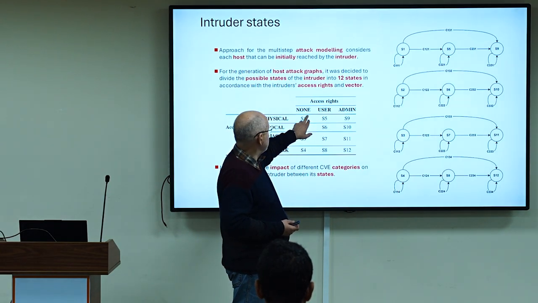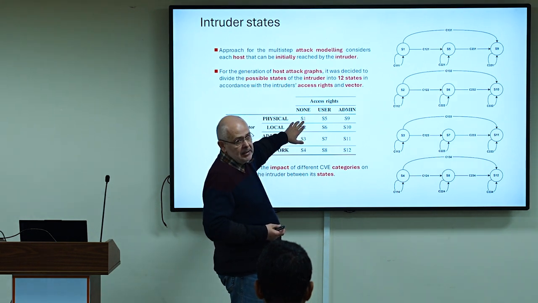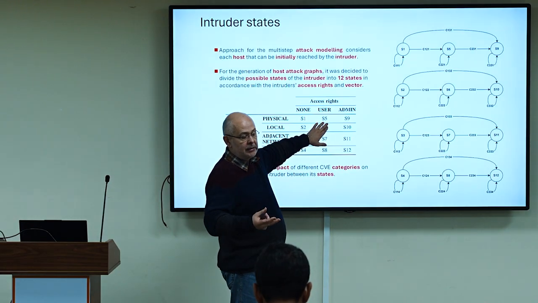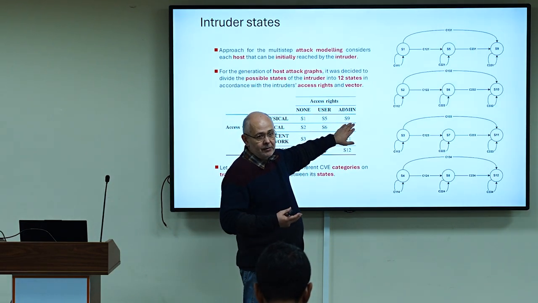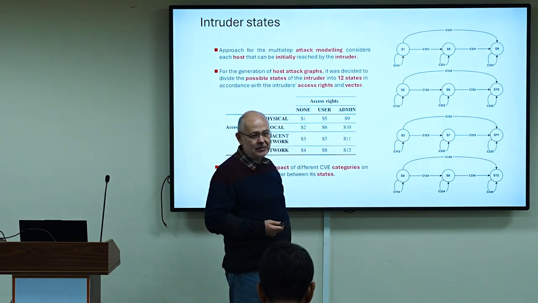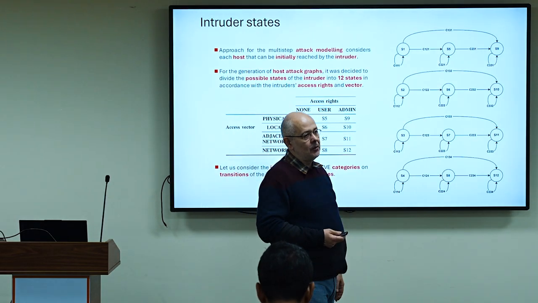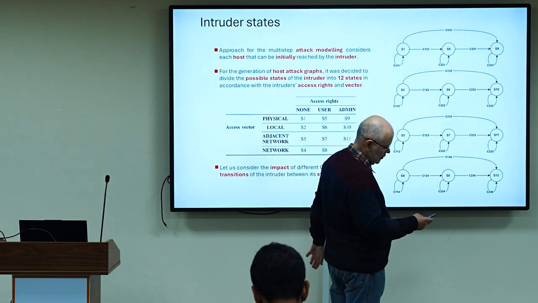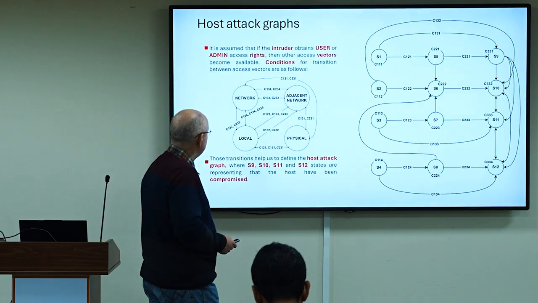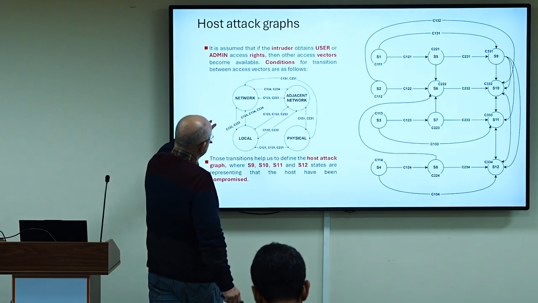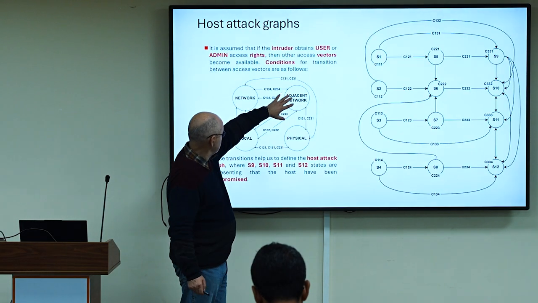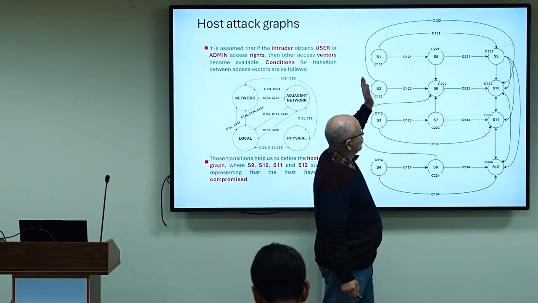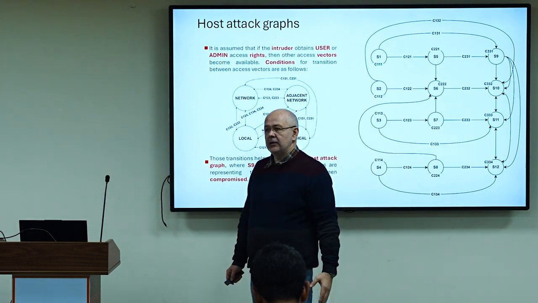Understand? So for example, here we could work only as a guest in the system. Here we can work as a user. Here we are the boss, the administrator who has all the rights. So these are different transitions from state to state. And also we have transitions between network, adjacent, local, and physical. And this is a complex picture of transitions between them.